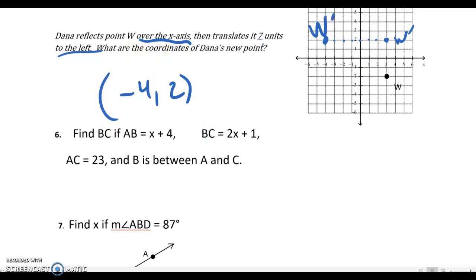Most common error is students do not read the first part of the question, especially with this one question. So just please make sure that you're looking at it and you read the entire question.